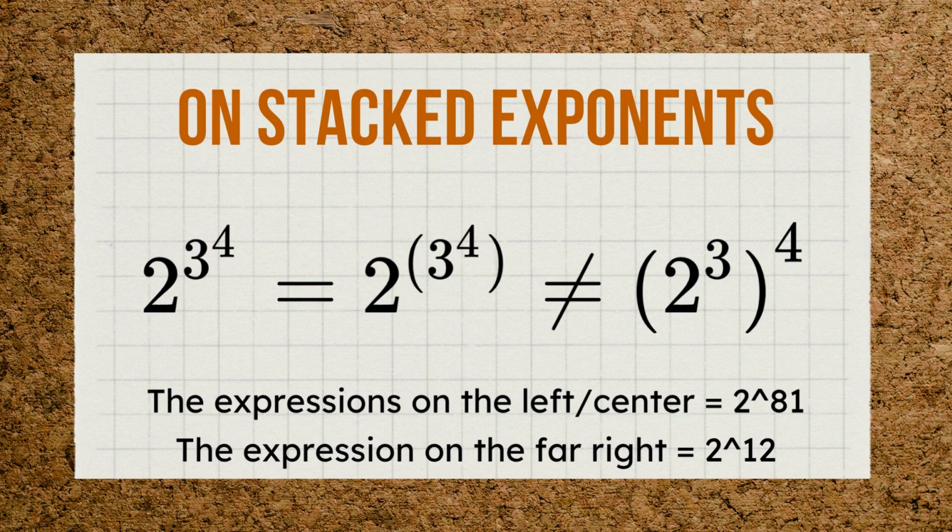Sometimes you might encounter stacked exponents. If you see them, you must evaluate from top to bottom. That is because of the laws of exponents. So the expressions on the left and in the middle are equal to 2 to the 81. But the expression on the far right is 2 to the 12.